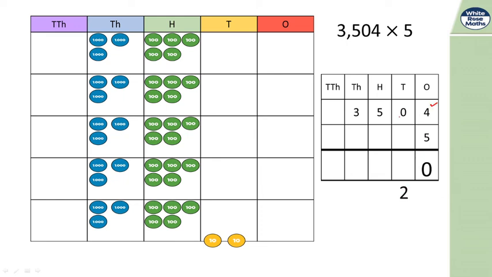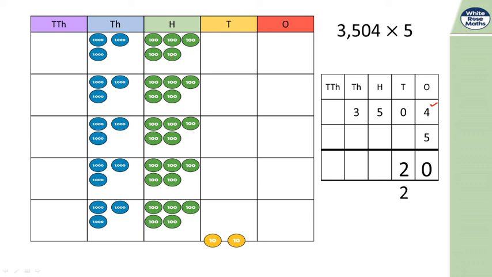Done my ones column. The tens column is going to be pretty quick because I've got 5 lots of 0 tens. Then all I need to do is move my 2 tens into my column, because I've got 5 lots of 0, which is 0, and then bring the 2 up. So we've got 2 tens. Then we need to look at the hundreds. We've got 5 lots of 500, so 5 times 5. We're going to have 25 hundreds in there.